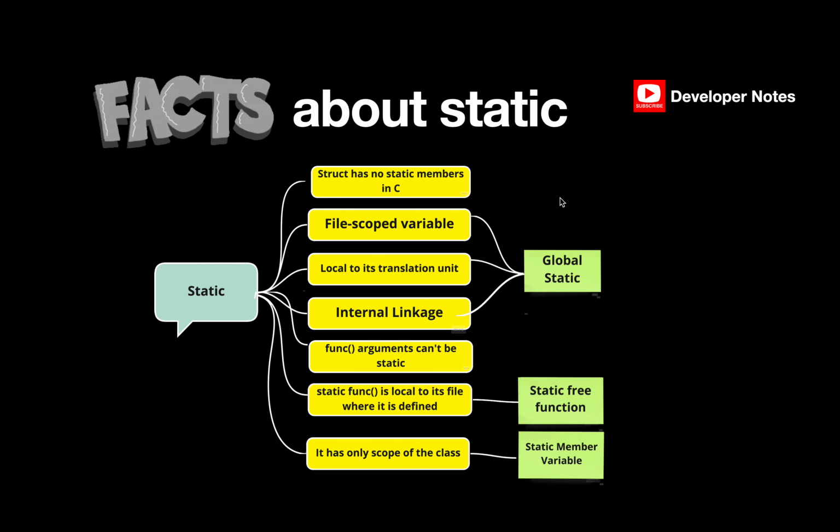The static usually tags on file scope variables to determine if they are accessible in other translation units. Global static variables are local to its translation unit, so it gives variable internal linkage. Function arguments can't be static variables. Static free functions are local to their file where it is defined. Static member variables has only the scope of the class, which means it will be shared among all the objects of the class.